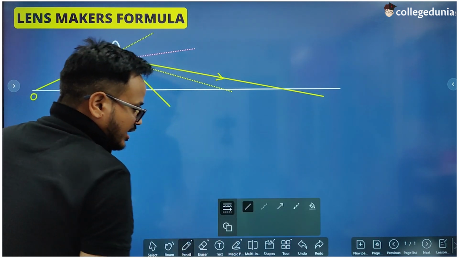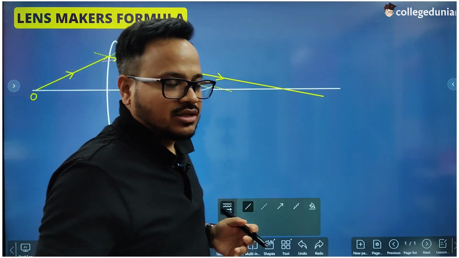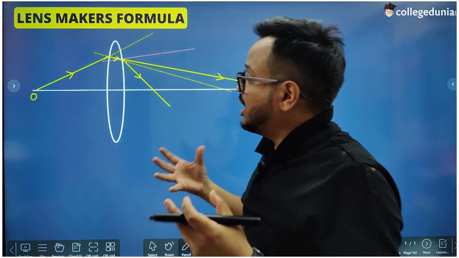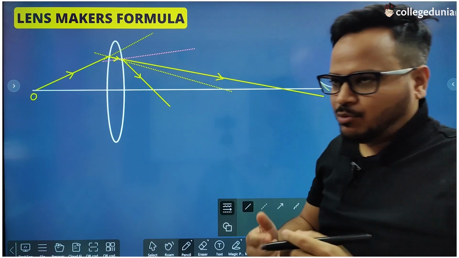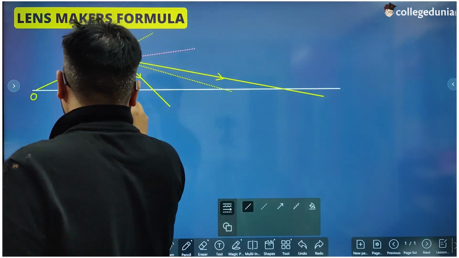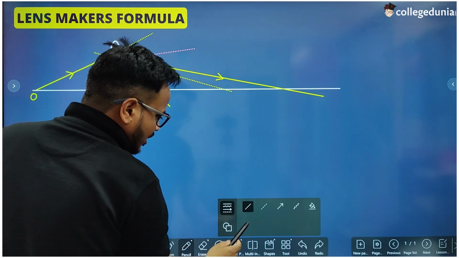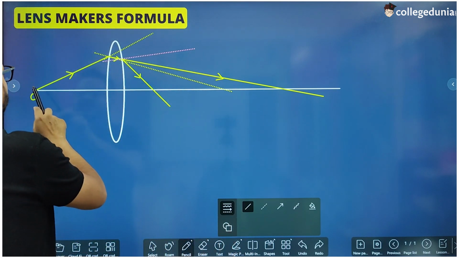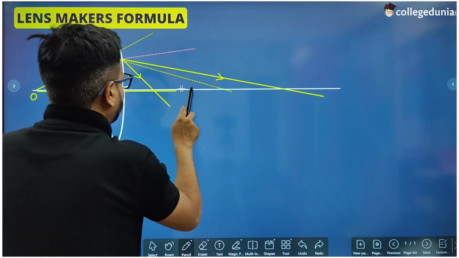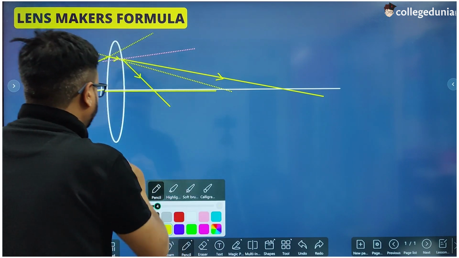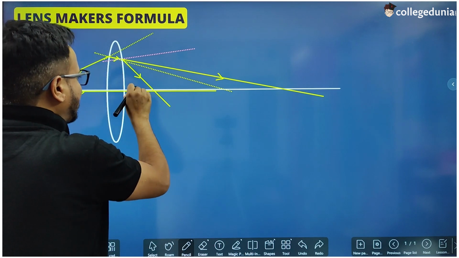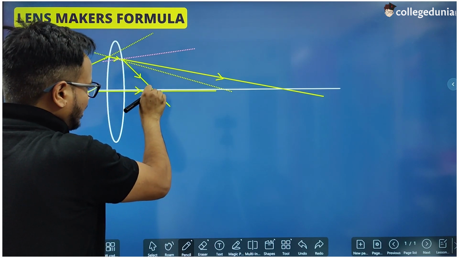We know that any two rays, if they meet after refraction from the lens, then the image is formed at that point where the rays meet. So this is the first ray. So where are we going to take the second ray? Second ray will be taken along the principal axis. This is the second ray, right? So these two rays are meeting at this point.